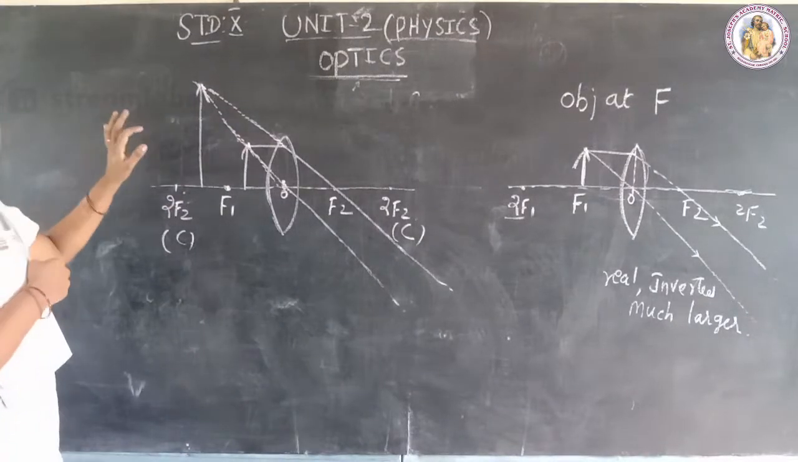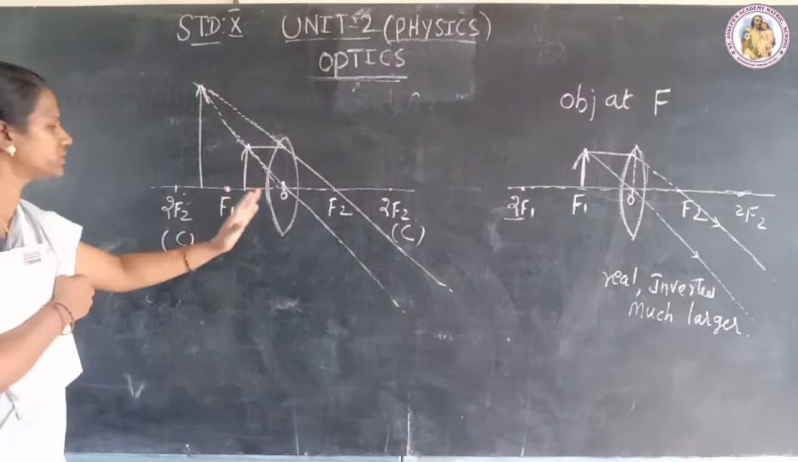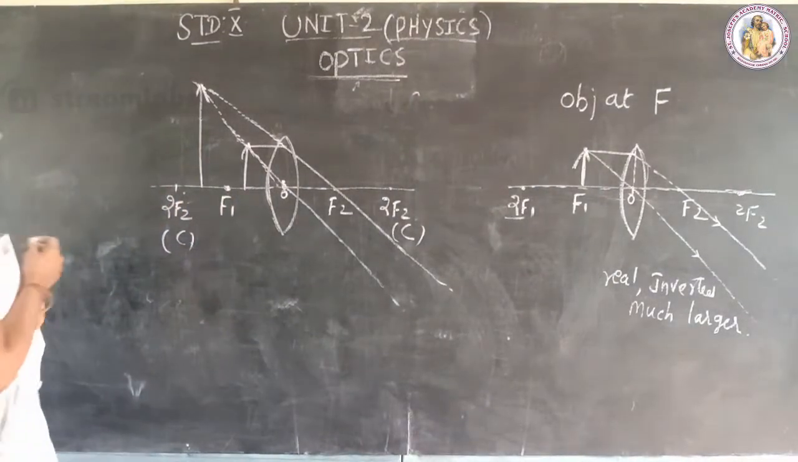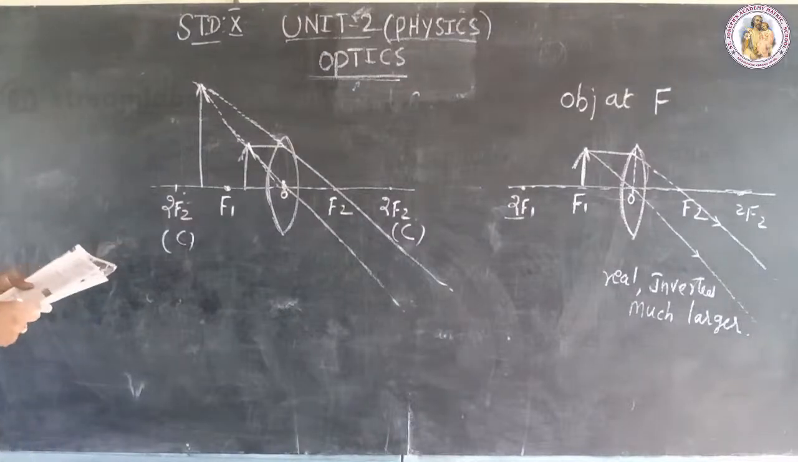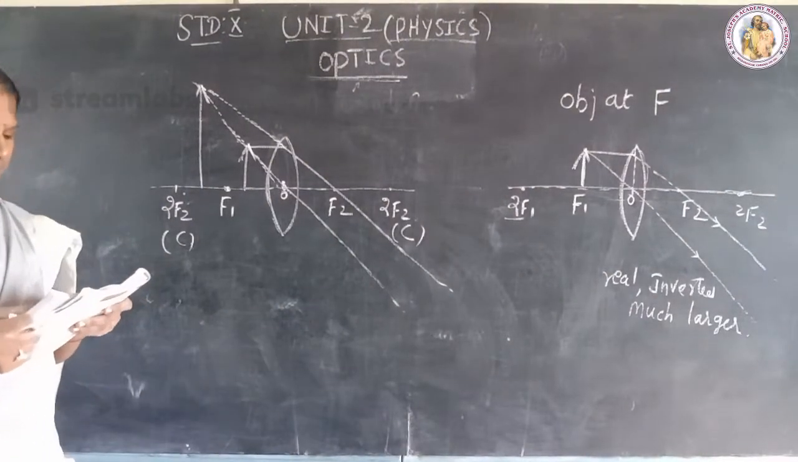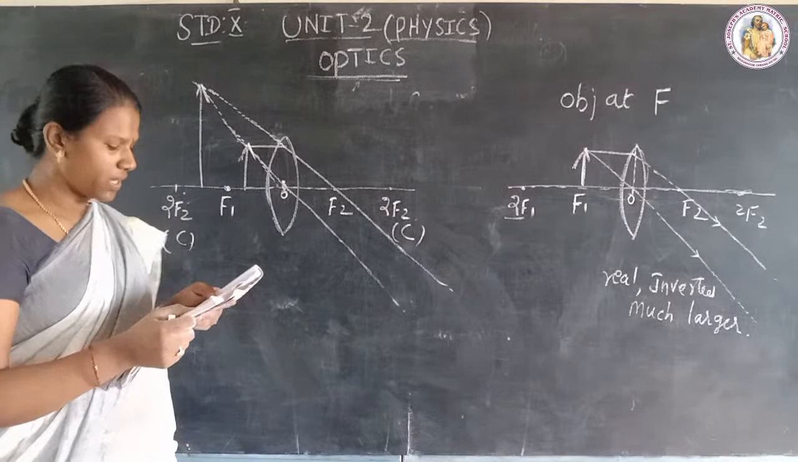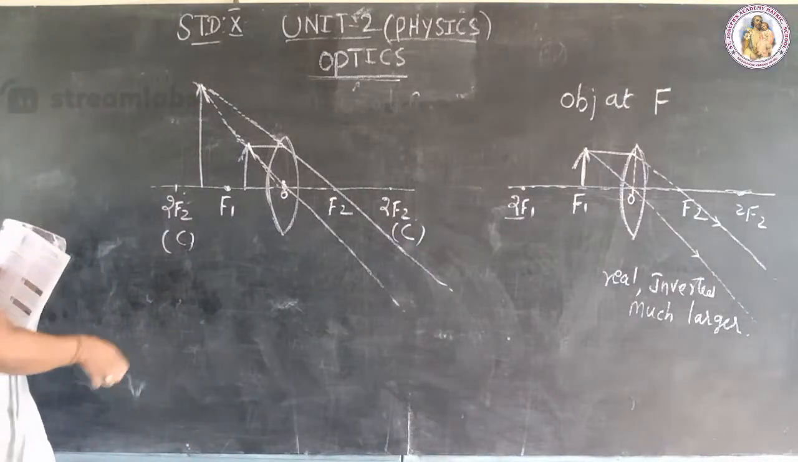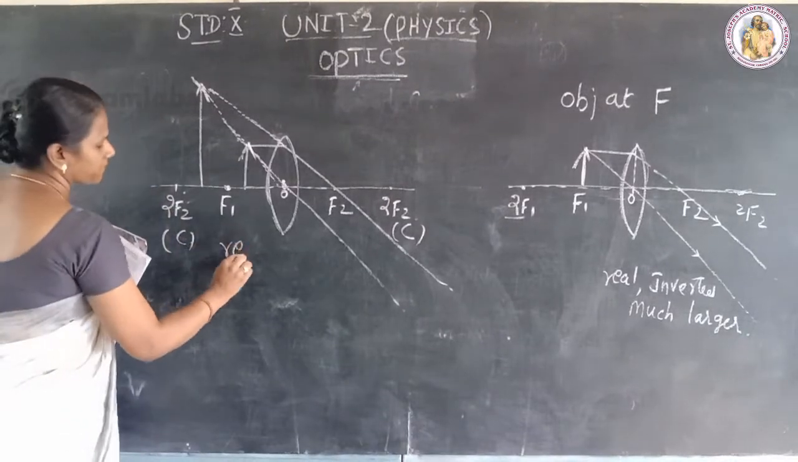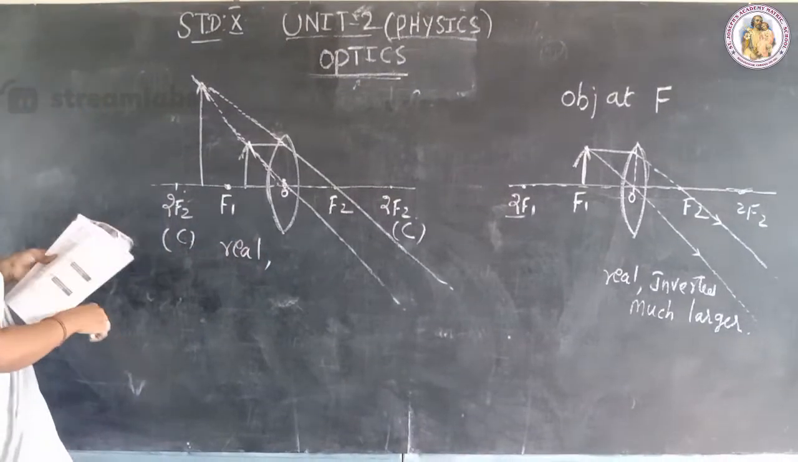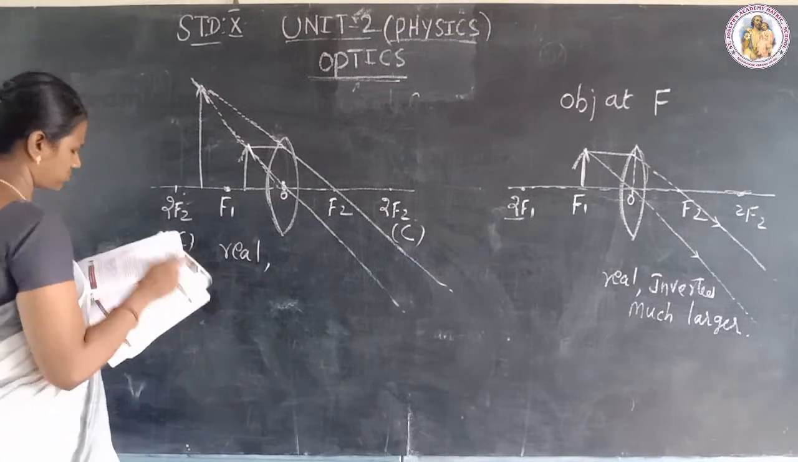Okay, and where is it formed? It forms at the same side of the object. Okay, so here the real and inverted image is formed behind the center of the curvature. So here this is also the real image. Okay, but this time it is not.